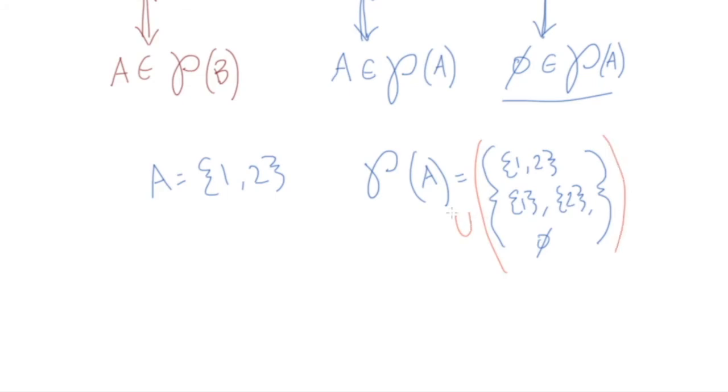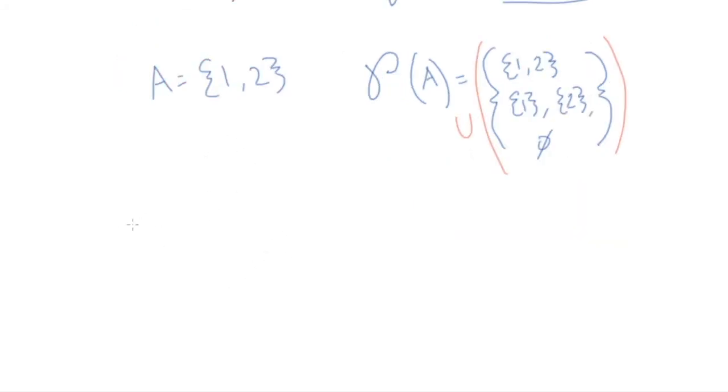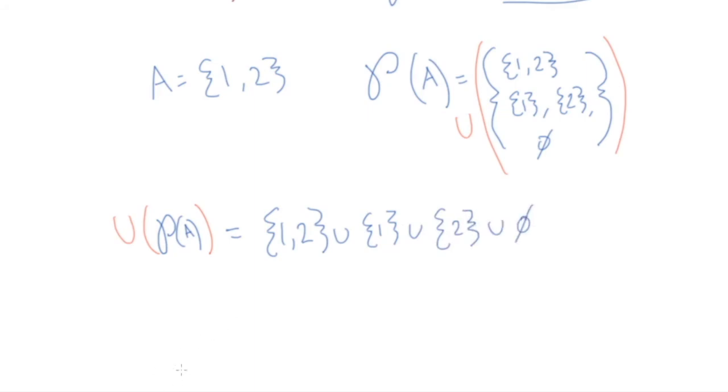Now, when I write union outside a pair of parentheses, all I mean is take the union of everything inside these brackets. So if I were to say the union of the power set of A equals, it would just be the union of all the component members. So for any set, no matter what the set is, the union of the power set of A always just ends up being A again.